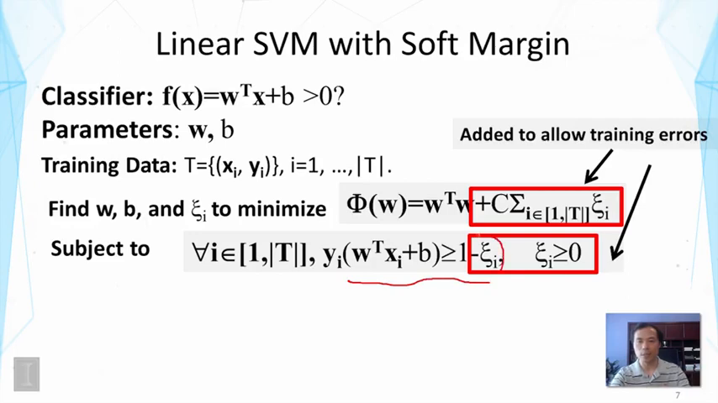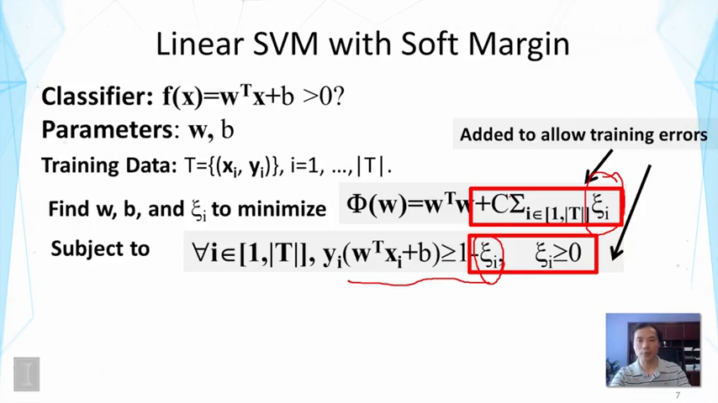So this ξi is the allowed error. If we set ξi to 0, then we go back to the original constraint. We want every instance to be classified accurately. But if we allow this to be non-zero, then we allow some errors here. In fact, when ξi is very large, the error can be very, very large. So naturally, we don't want this to happen. So we want to then also minimize this ξi. So ξi needs to be minimized in order to control the error.